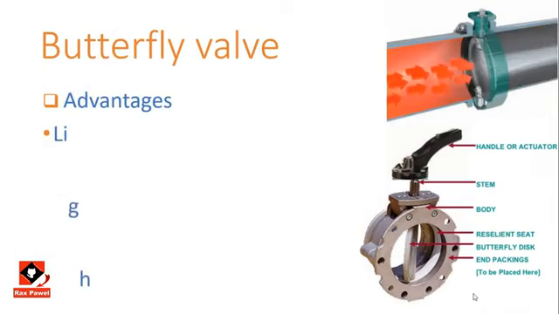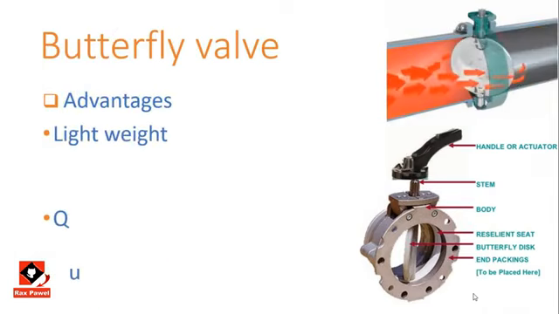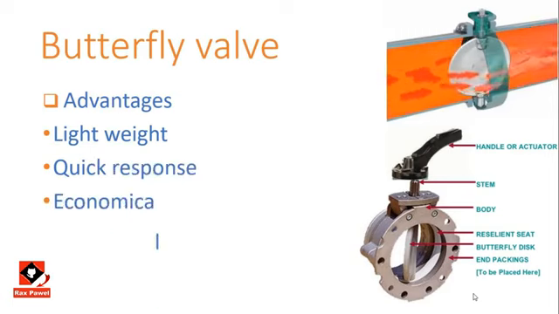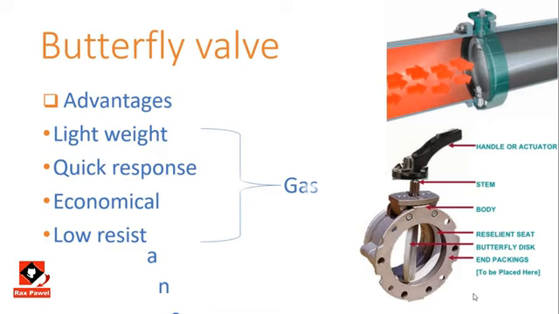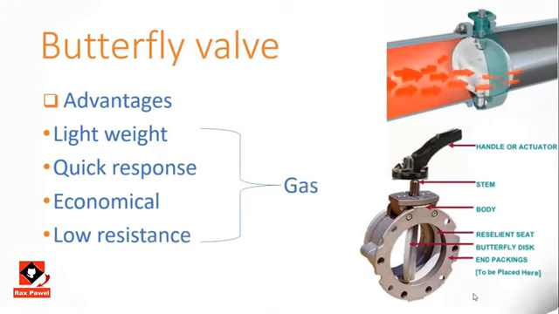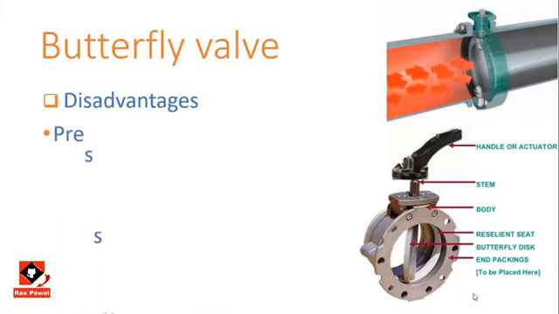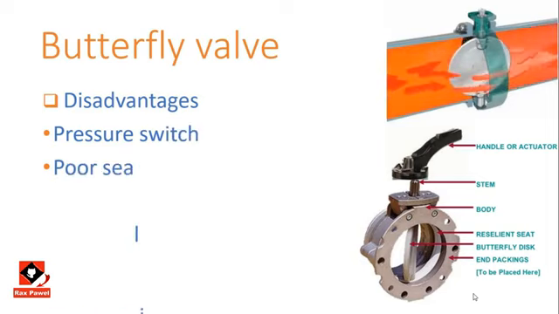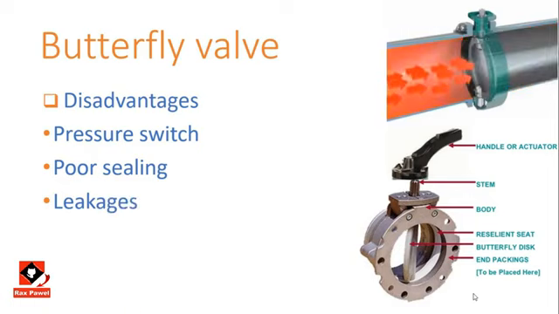Advantages. It is commonly used for controlling purposes, and it gives light weight with a quick response time, is economical, and also provides low resistance to the flow. Disadvantages. Butterfly valve always leads to a pressure drop because the disc always exists in the flow path. And the valve does not provide a good seal to the flow, therefore leakages may occur.